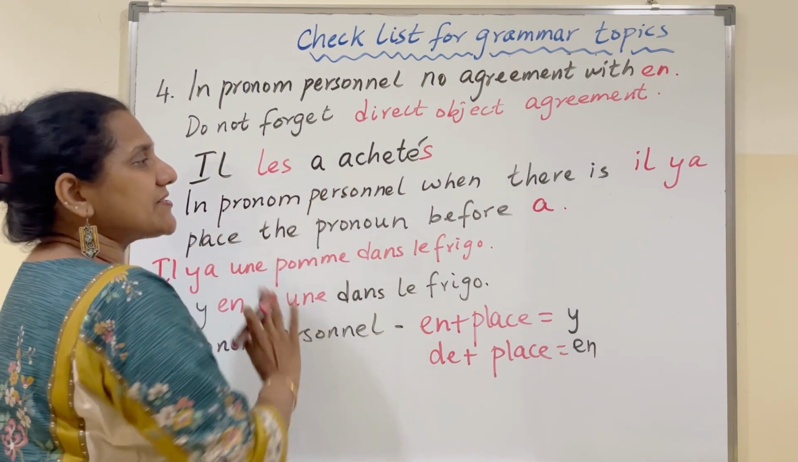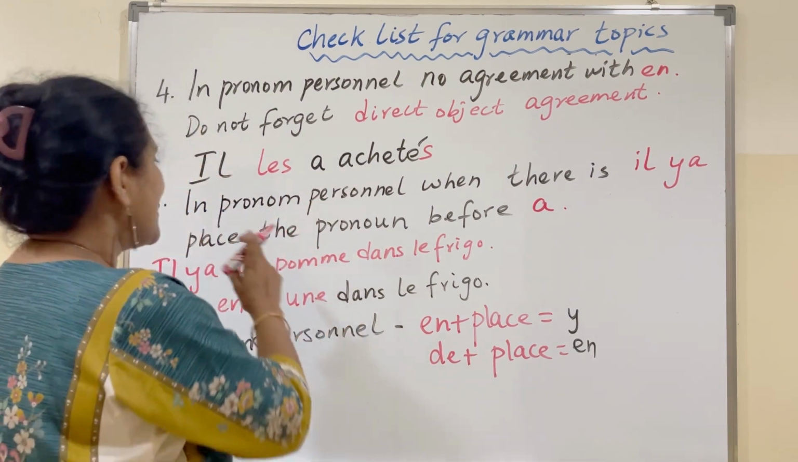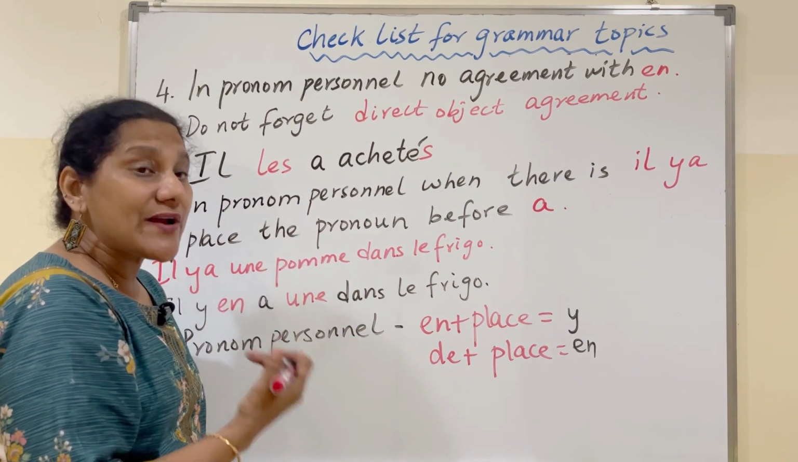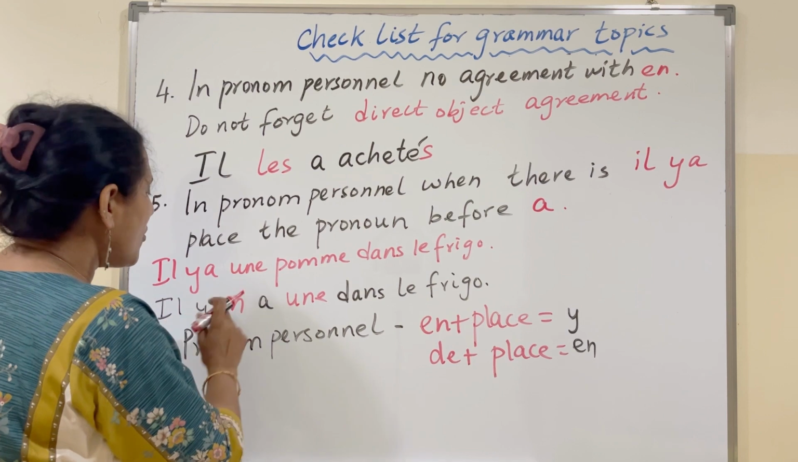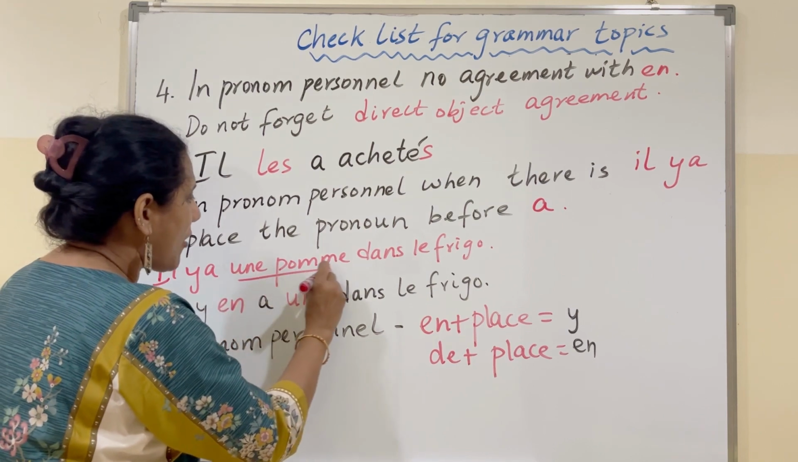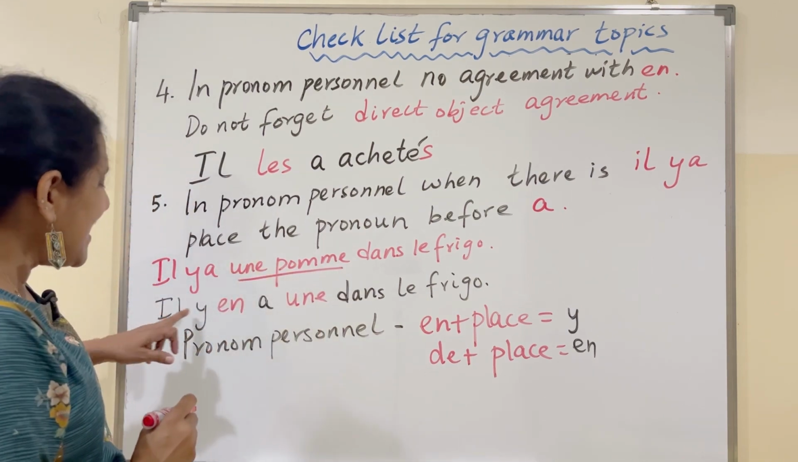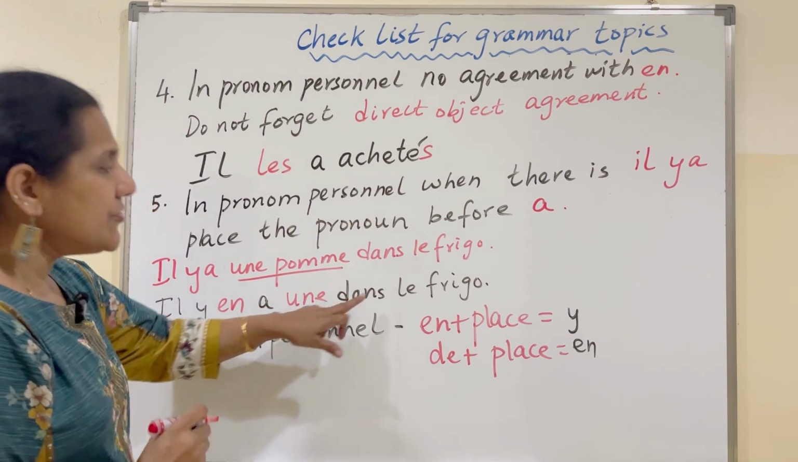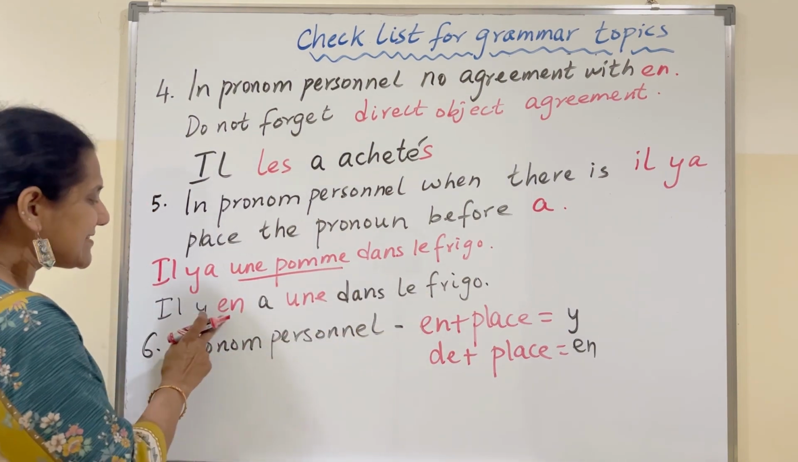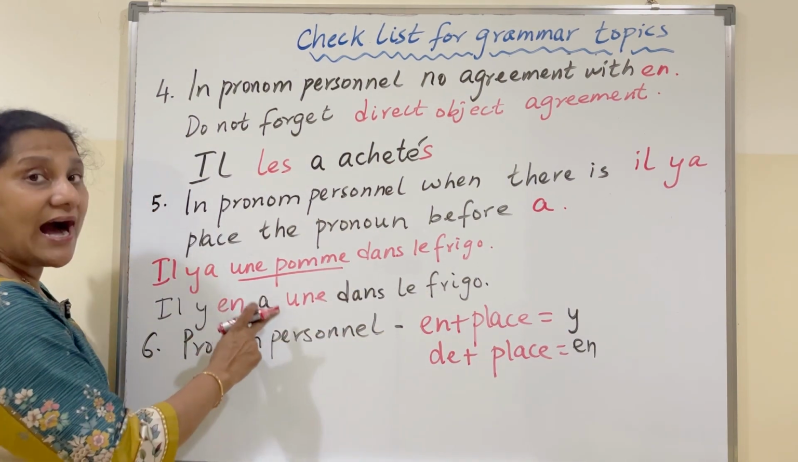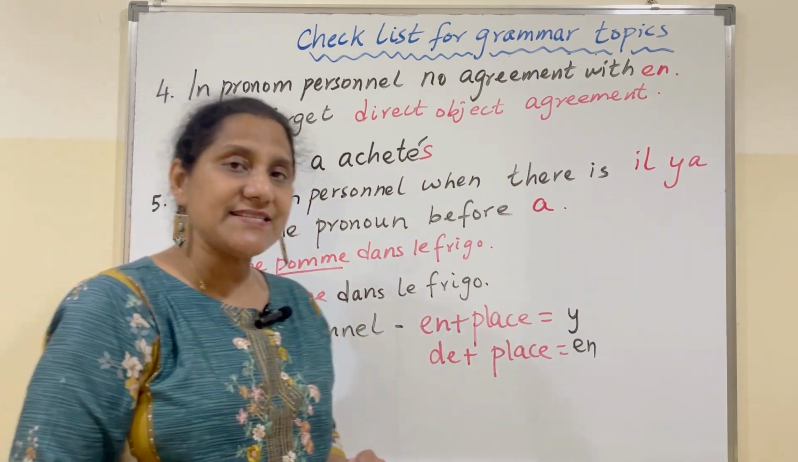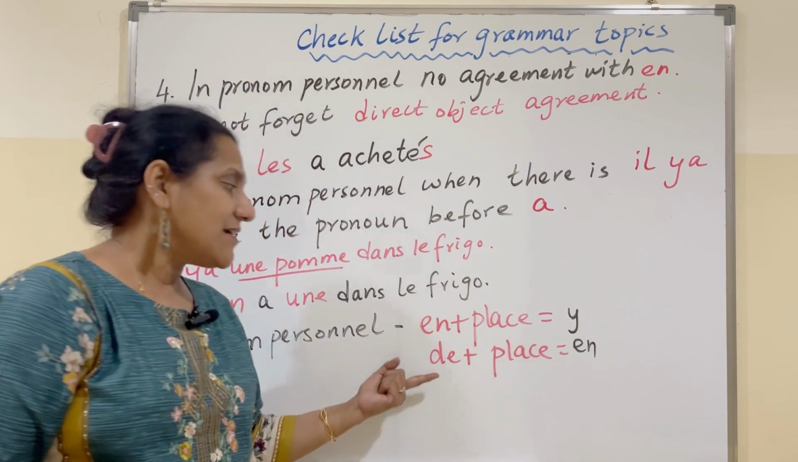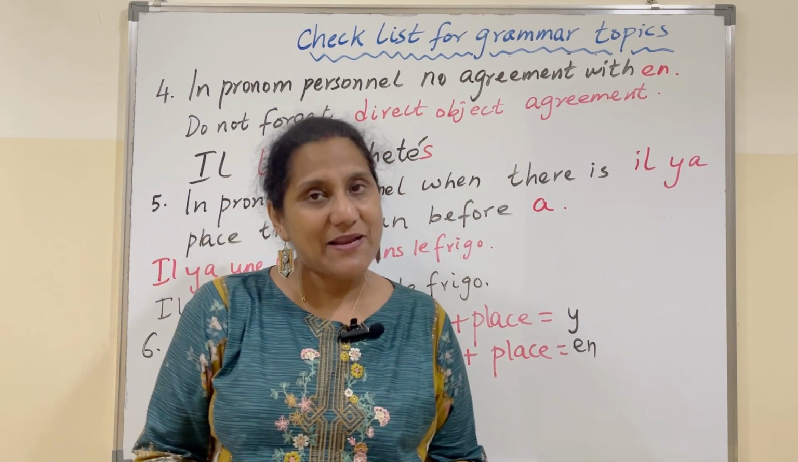In pronom personnel, when there is il y a, then place the pronoun before a. For example, il y a une pomme dans le frigo. So we are replacing une pomme. Il y en a une dans le frigo. So you are placing the pronoun before a. And in pronom personnel, en plus place is replaced by y, but the plus place is replaced by en.